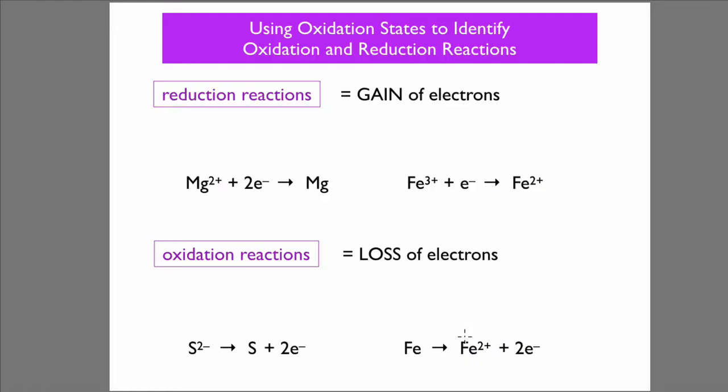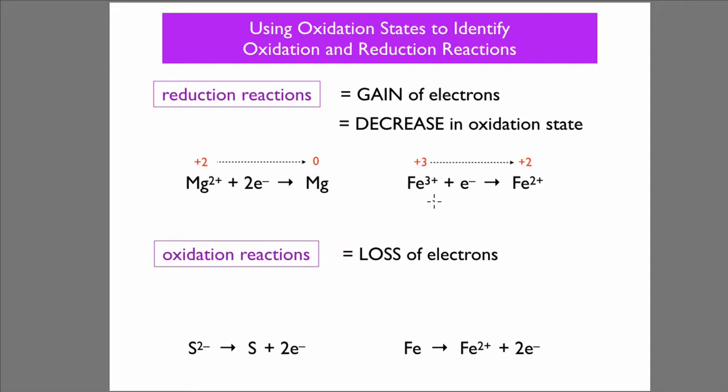Okay, using oxidation states to identify oxidation and reduction reactions. Reduction is gain of electrons. You get a decrease in oxidation state. You see here magnesium with an oxidation state of 2 getting 2 electrons to get an oxidation state of 0. 2 going to 0. Here, oxidation state of 3 going to an oxidation state of 2. The oxidation state is decreasing. You're gaining electrons, decreasing in oxidation state. Tie these two together in your head so you don't need to think about it.